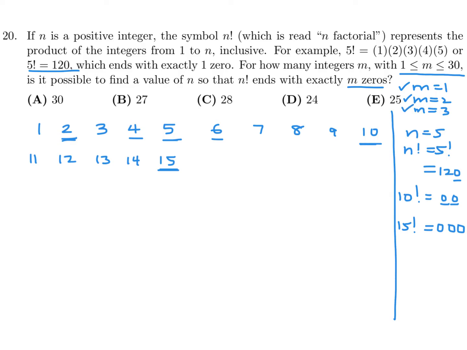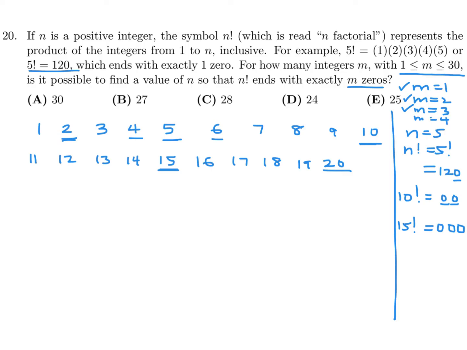You see what I'm doing here? I wanted to explain it, otherwise you won't be able to understand it. Okay, so I'm interested only in 5's and 10's. Let's keep going. This one will give me another one. You see what I mean? This will give me another 0. So m equals 4 is valid.